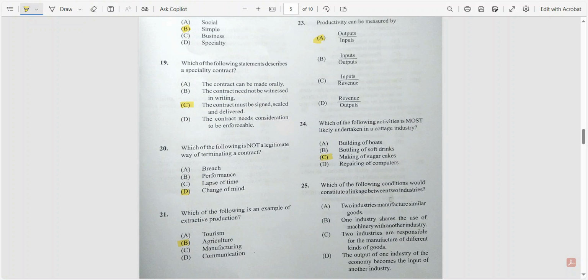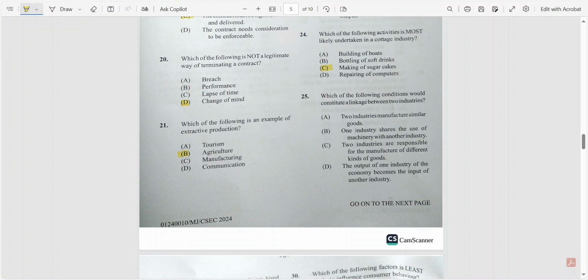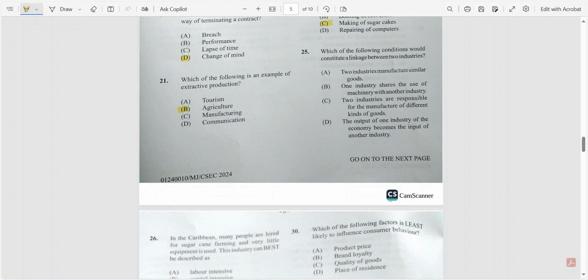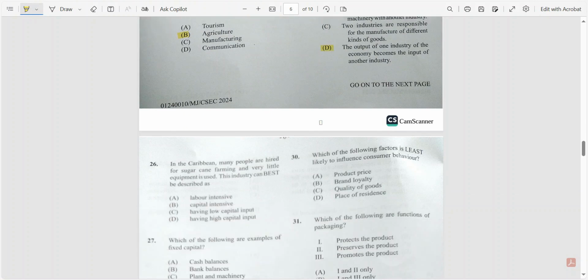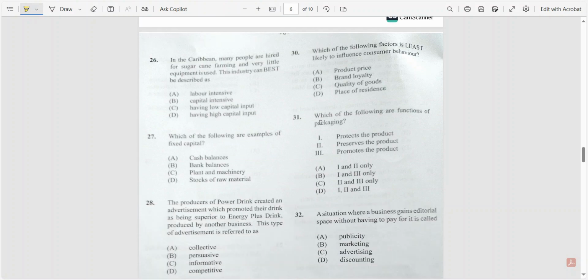Which of the following conditions would constitute a linkage between two industries? Two industries manufacture similar goods. One industry shares the use of machinery with another industry. Two industries are responsible for the manufacture of different kinds of goods, or the output of one industry of the economy becomes the input of another industry. And we know that that is the definition of a linkage.